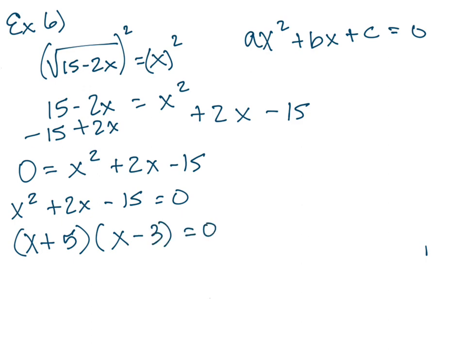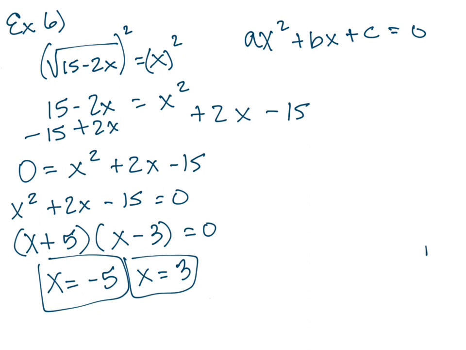Y'all remember when factoring was the hardest thing we've done ever? Those were the days. So set both pieces equal to 0. X equals negative 5 and positive 3. Okay. We think these are our answer choices. We're going to check it in the calculator.